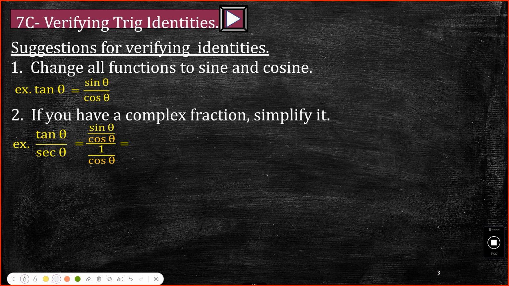All right, so we change the tangent theta, following suggestion 1, to sine theta over cosine theta. And we have secant theta equals 1 over cosine theta. Cancel out the cosine theta, you get sine theta.